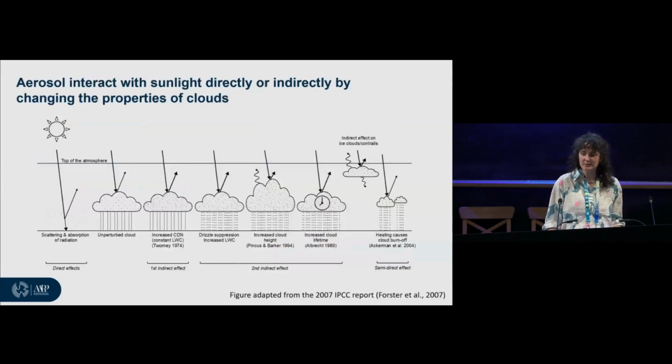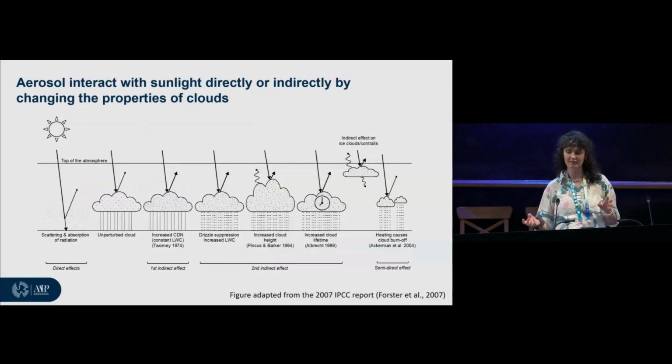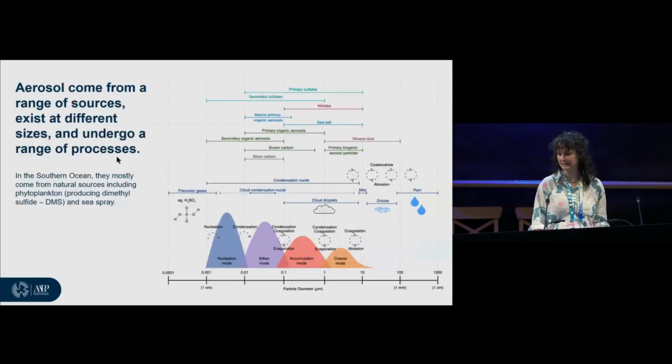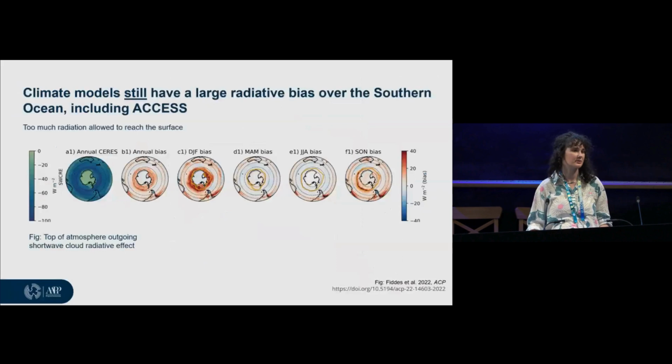Aerosols interact with sunlight directly or indirectly by changing the properties of clouds. They can make them brighter, higher, longer-lived, change precipitation rates, things like that. So that's why we think they're important. They come from a range of sources, different sizes, and undergo a range of processes. For the Southern Ocean, where I'm focusing this talk, most of the aerosol are from natural sources, which includes phytoplankton producing dimethyl sulfide, and sea spray, which produces sea salt and primary marine organics.